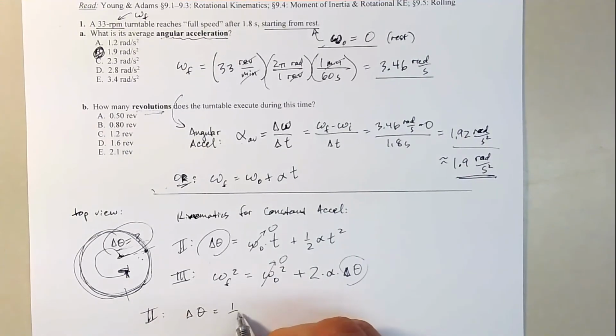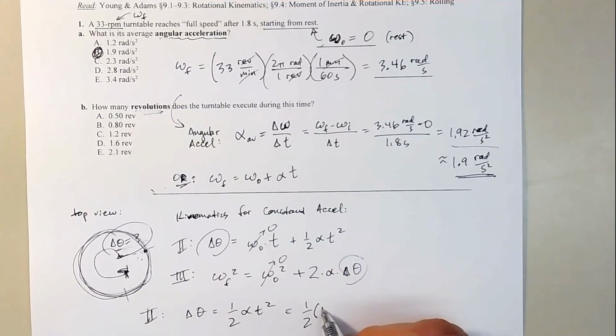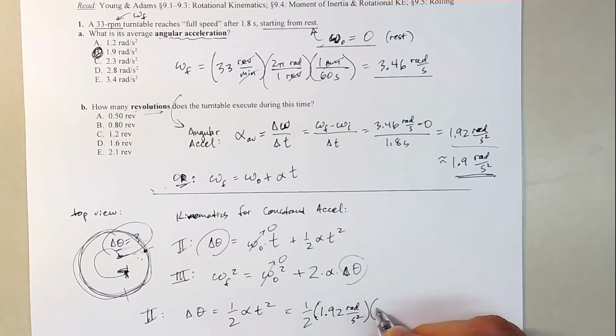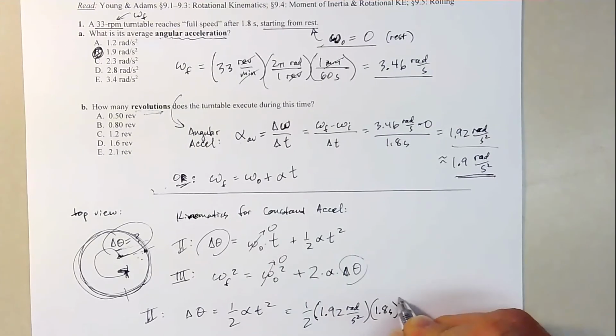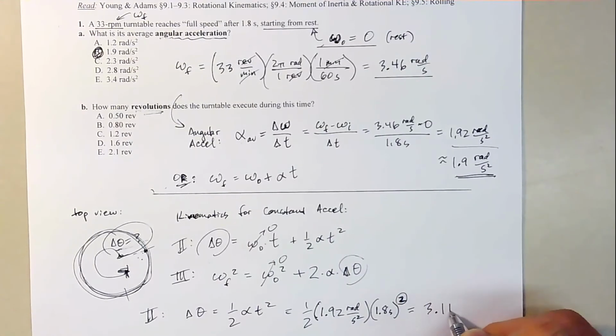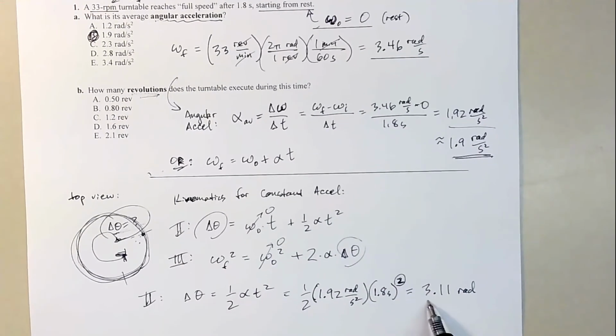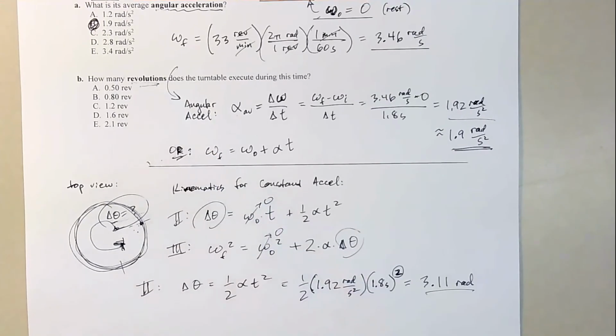Delta theta is equal to 1/2 alpha t squared, 1.92. Notice I'm putting that extra significant figure back in. And then the time is 1.8 seconds. And don't forget to square it. And then I asked my calculator what that answer is, and I get about 3.1 radians. All right, now notice that that is the final answer for the angular displacement. All we need to do now is convert it from radians into revolutions.